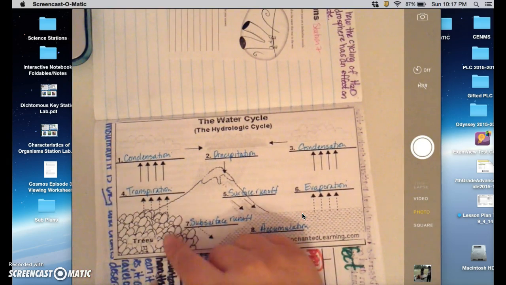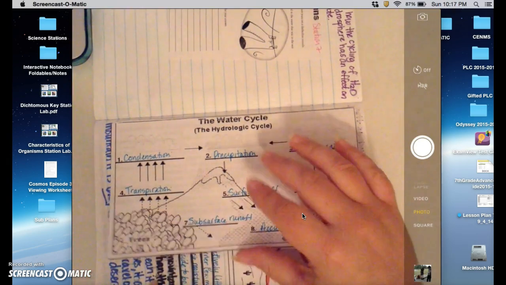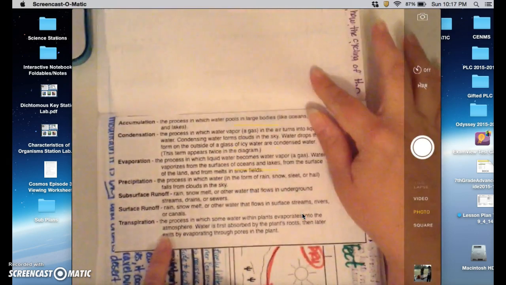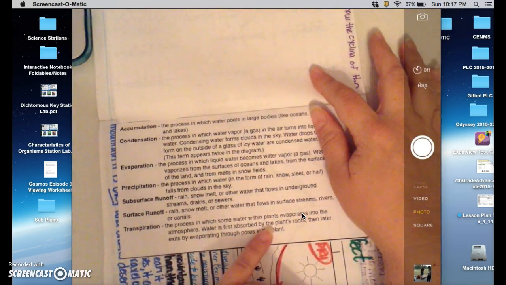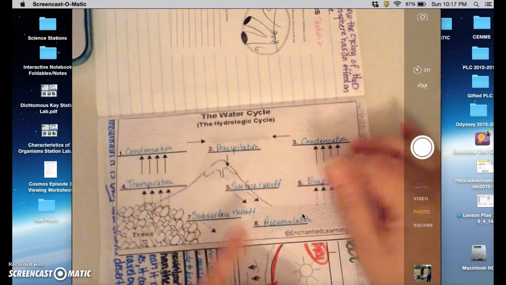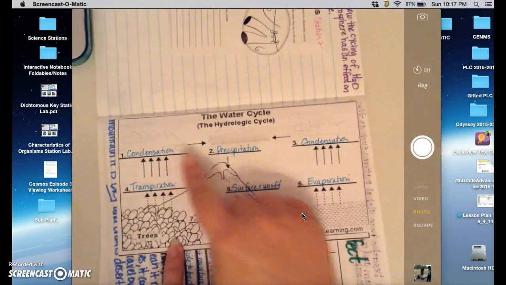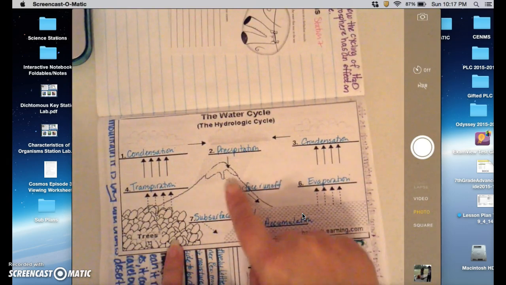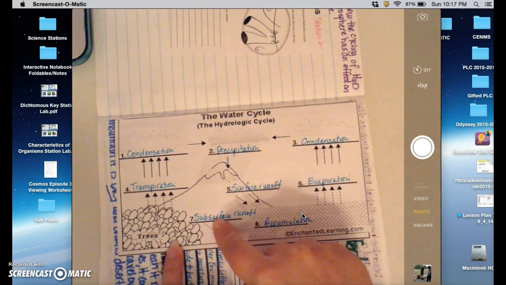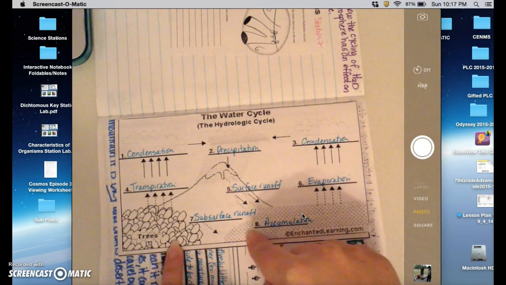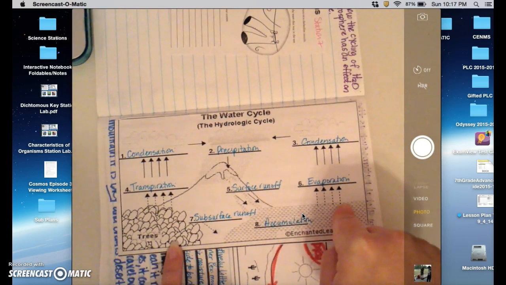Number 4, you have transpiration, which is water evaporating from plant leaves, okay, which goes into the atmosphere, condenses, and then comes down as precipitation. You have surface runoff, subsurface runoff, and then large bodies of water would be called accumulation.